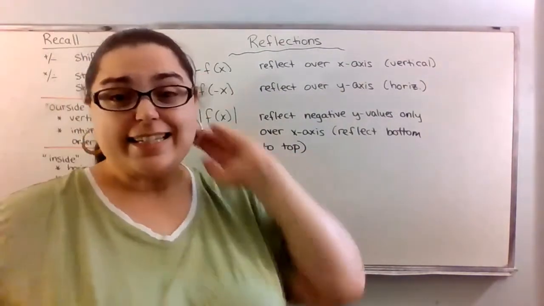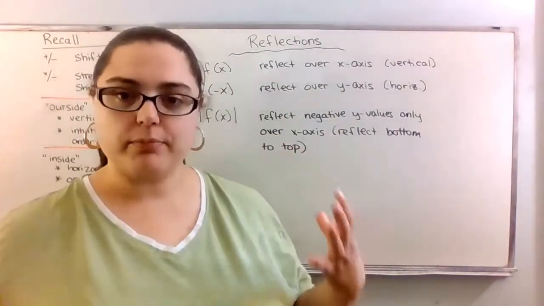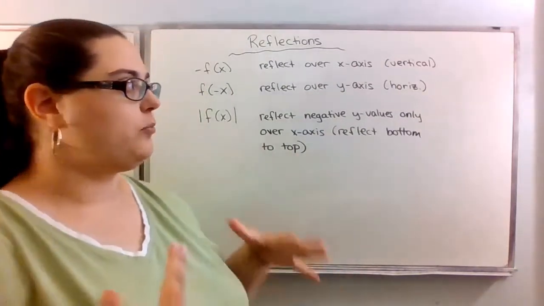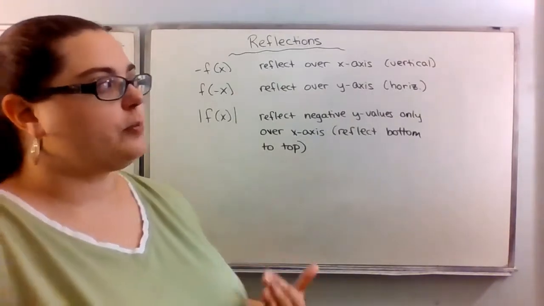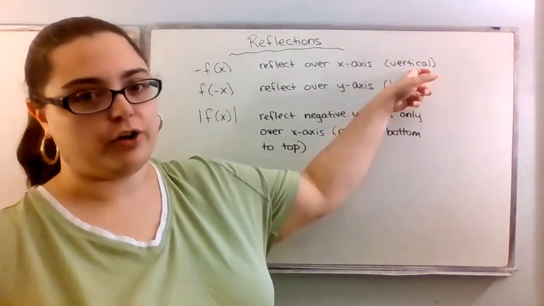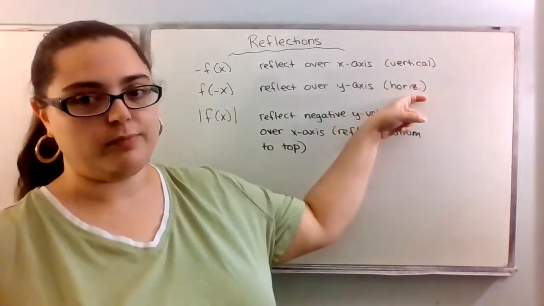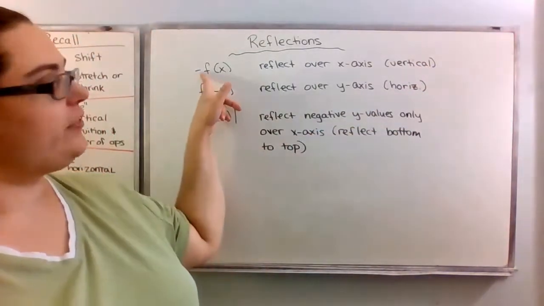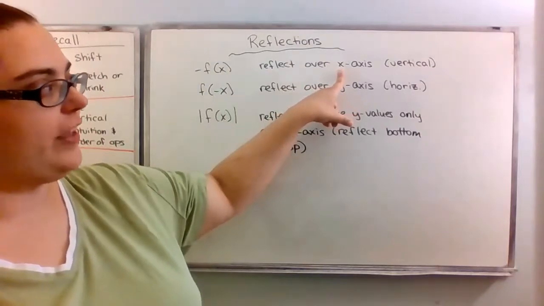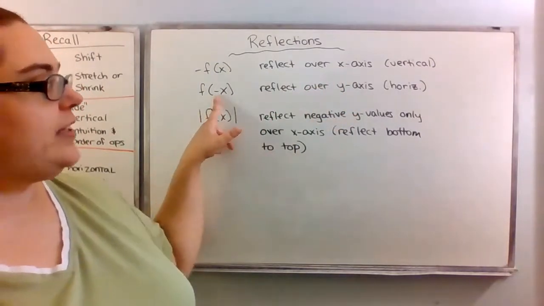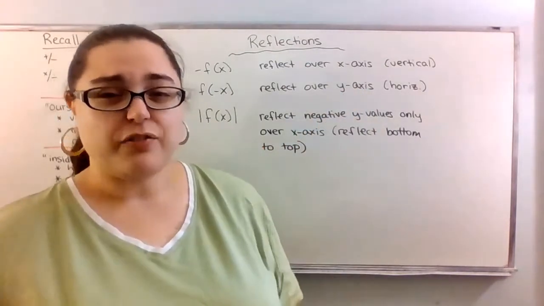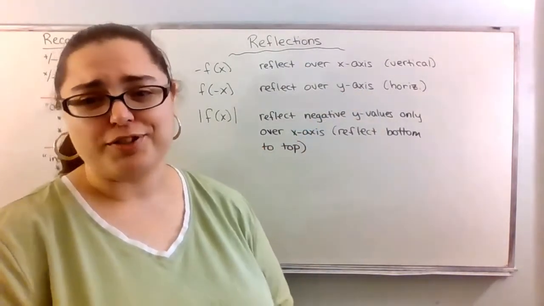So whichever is easier for you to remember and associate with these changes is what I recommend that you write down or you highlight here. So for me, it helps me to remember it's a vertical reflection and a horizontal reflection. If it helps you to remember the axis, then you want to remember the negative on the outside is a reflection over the x-axis, and the negative on the inside is a reflection over the y-axis. So whichever way is easier for you to remember is probably the better way for you to use.